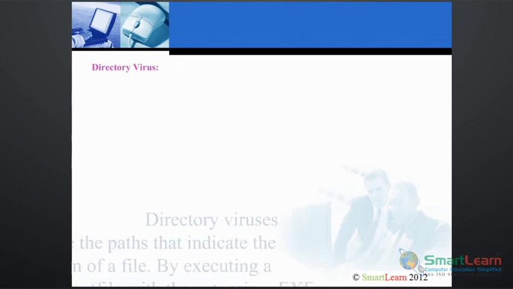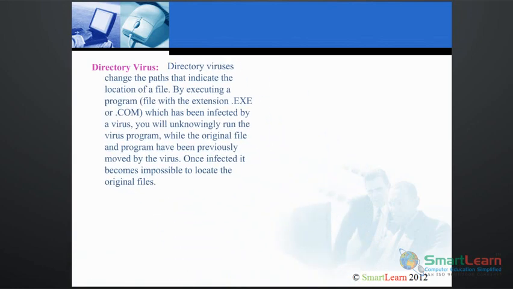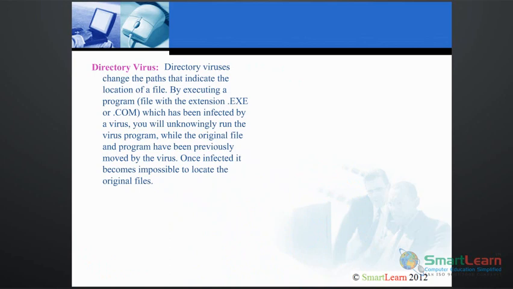Directory virus. Directory viruses change the paths that indicate the location of a file. By executing a program which has been infected by a virus, you will unknowingly run the virus program, while the original file and program have been previously moved by the virus. Once infected, it becomes impossible to locate the original files.